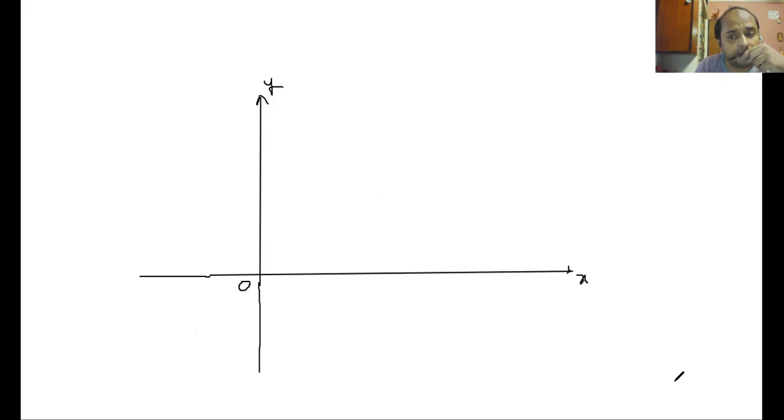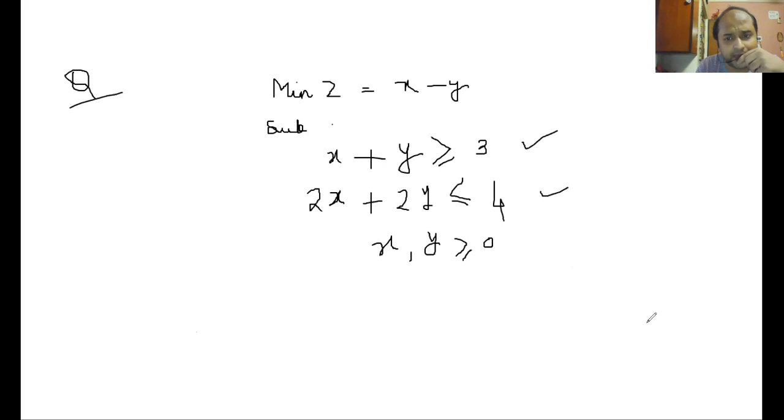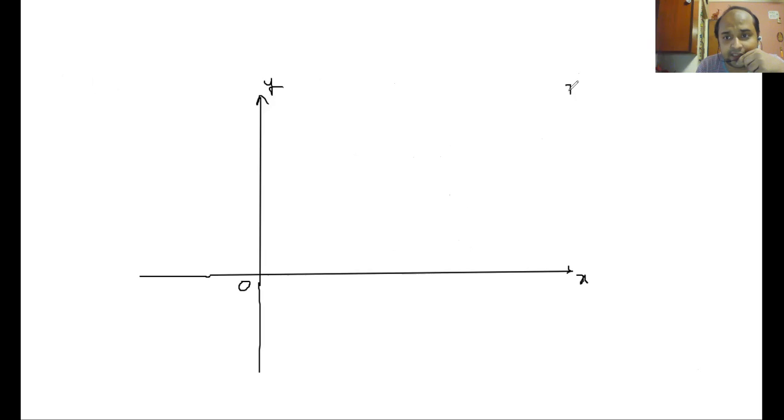My next job is to draw the straight lines. What is the first straight line? It is x plus y greater than or equal to 3. Let me write the straight line first: x plus y equal to 3. Greater than or equal to 3 is the inequality, which represents a region. But the straight line is this one. Is this straight line in its intercept form? No.